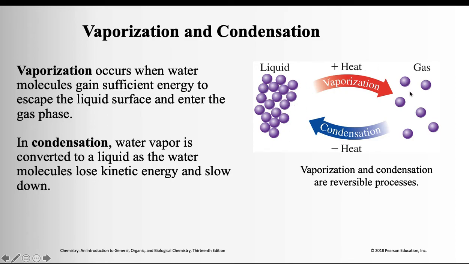When the liquid goes into a gas, we call that vaporization, and we have to supply heat. The opposite is true. When the gas converts into a liquid, it gives off heat, and we call that process condensation. These are reversible processes: for liquid to gas, it has to gain heat, and gas to liquid, it gives off heat. These are the 6 different processes that we will talk about for the phase changes.